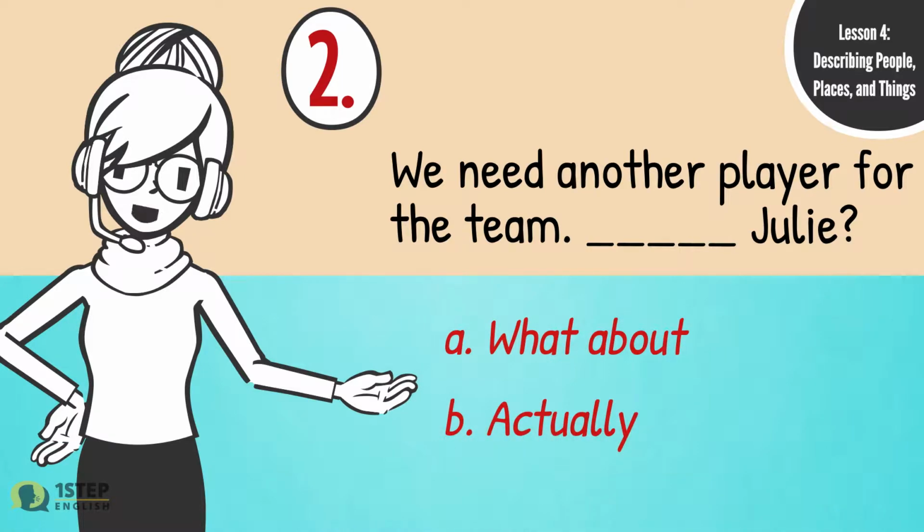Two. We need another player for the team. Blank, Julie? A. What about? B. Actually. The correct answer is letter A. What about? We need another player for the team. What about Julie?